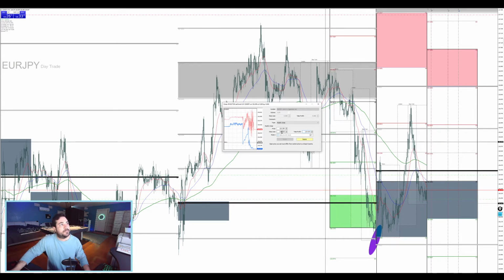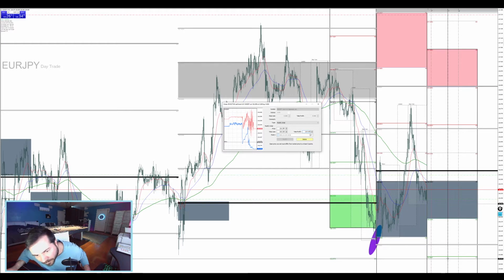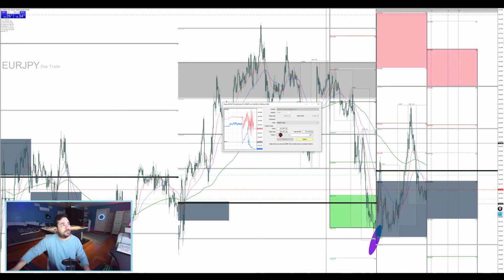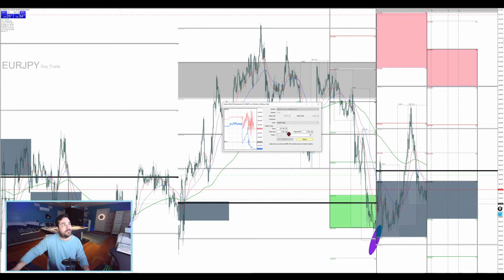Yep. And then stop loss. It's going to be right down here. 125973. It won't let me modify it. It's probably because we're right in the middle of the spread right now. Yeah, it won't let me modify it.